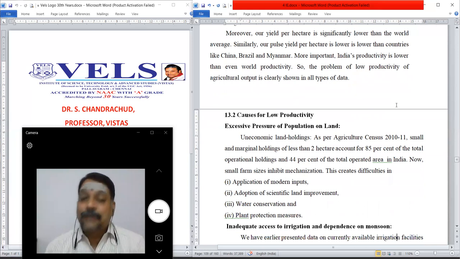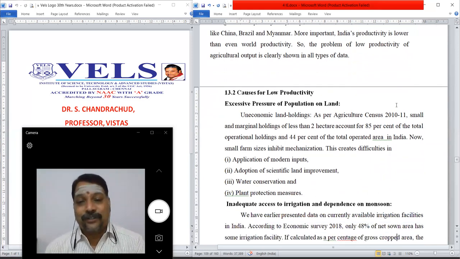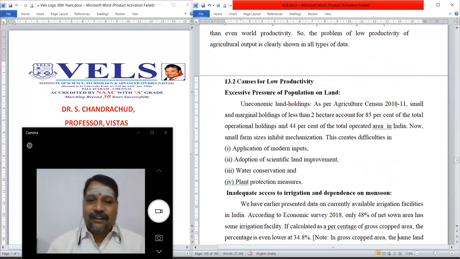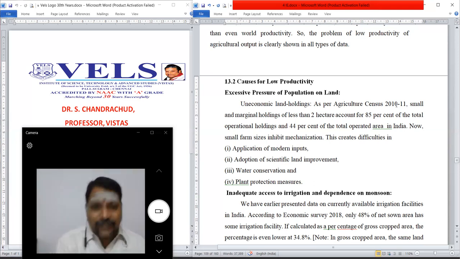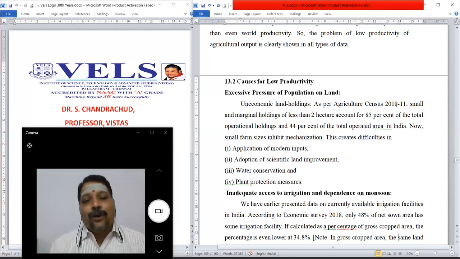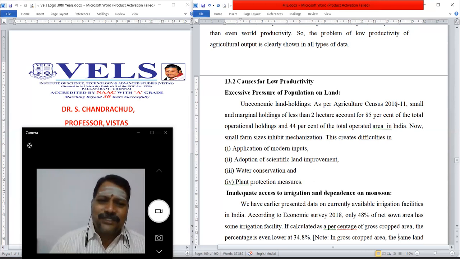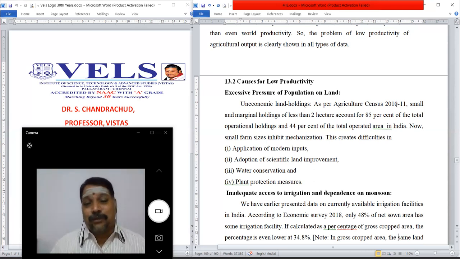Now let us list out the causes for low productivity. Excessive pressure of population on land. The uneconomic land holding, as the Agriculture Census 2011 says, small and marginal holdings of less than 2 hectares account for 85% of total operational holdings and 44% of the total operated area in India itself. Now, the small farm size inhibits mechanization, as all the farmers have very little land but there are more people. So we find it difficult to aggregate that.